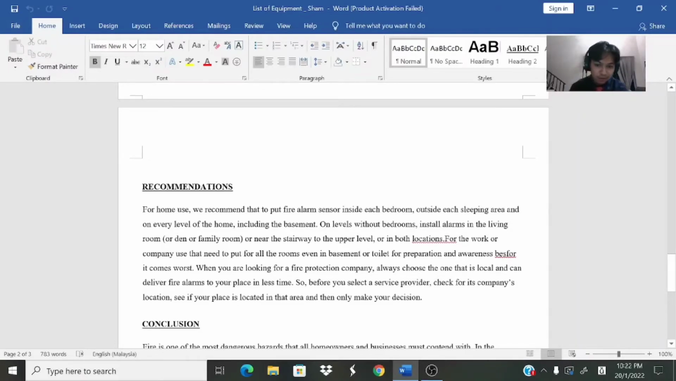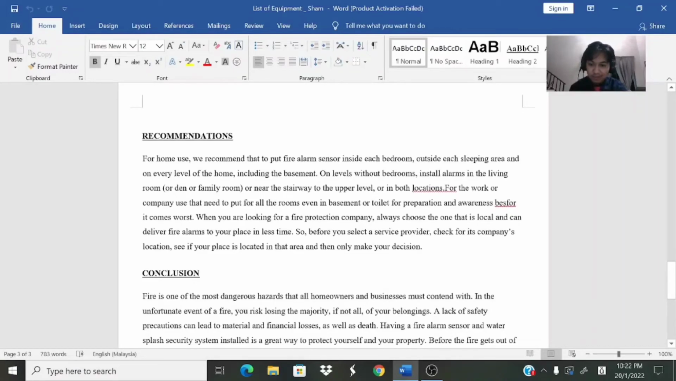And the recommendation for the work company is that you need to put them in all the rooms, even in the basement or toilet, for preparation or awareness before it becomes worse. When you are looking for a fire protection company, always choose the one that is local and can deliver fire alarms to your place in less time. So before you guys select a service provider, check the company's location. See if your place is located in that area and then only make your decision.